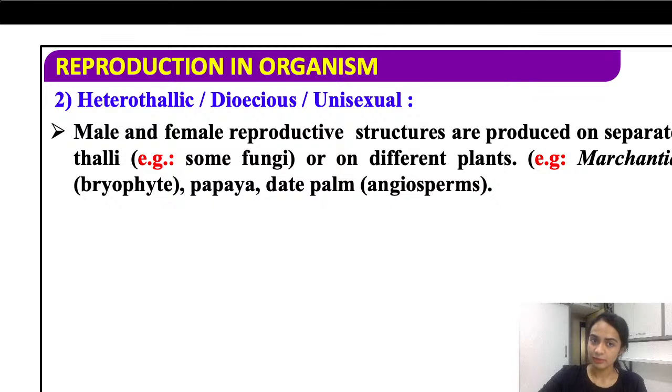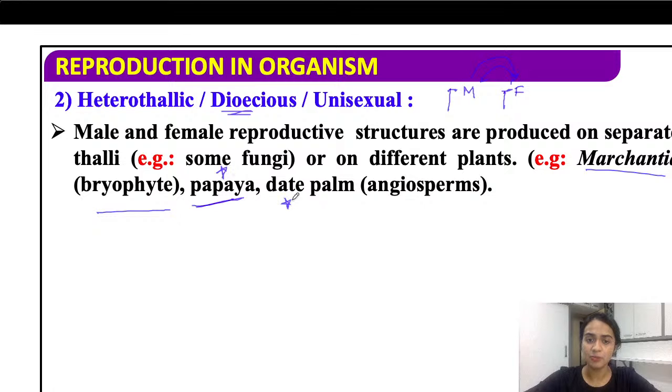In the case of plants, consider the term dioecious. In one plant there is male, and in another there is female. With the help of pollination, they can interchange their genetic material. The examples are Marchantia, Pyrophyte, papaya, very important, and date palm, very important in terms of angiosperms.